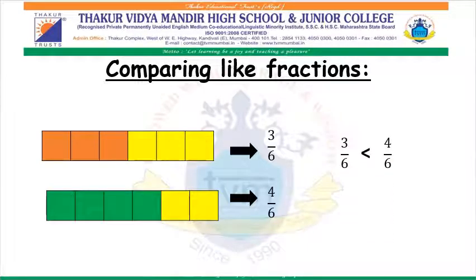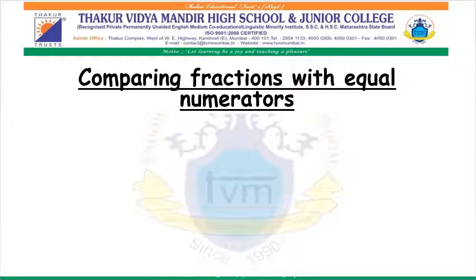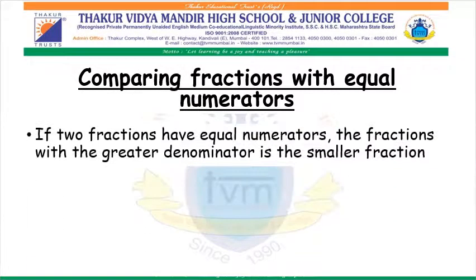So understood, if you are supposed to compare like fractions, then you will see the numerator. Whosever numerator is big, that will be the bigger fraction or the greater fraction. For comparing two fractions with equal numerators, the fraction with the greater denominator is the smaller fraction.